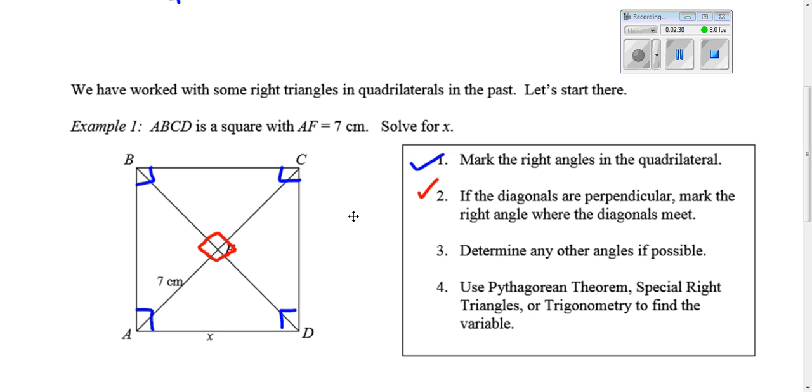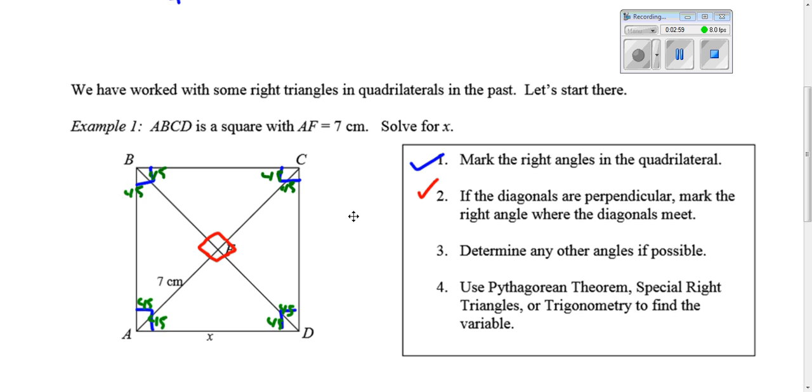It says determine any other angles if possible. In a square, since all the angles are 90 degrees, and since the diagonals bisect the angles, that's one of the properties, bisect means cut in half, what's half of 90? It's 45. So all of the smaller angles are 45. Now, super important, that's only true in a square. I can't tell you how many times I've seen people do that to a rectangle on a test. Not true for a rectangle, only for a square.